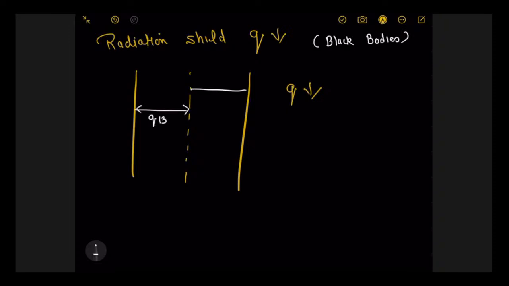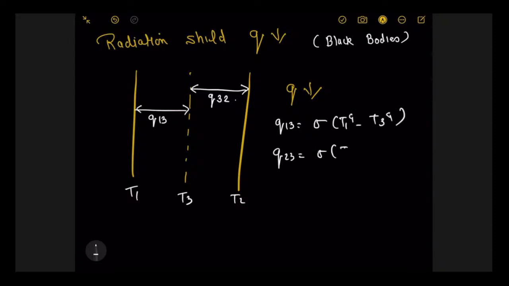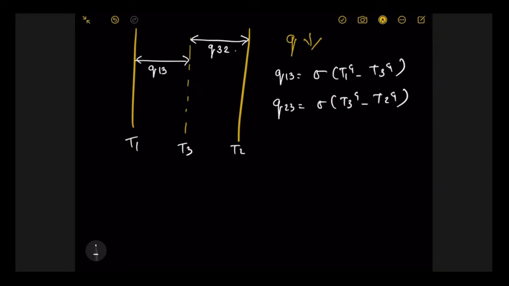Q13, it will be like this, Q32. So Q13, if we write, it will be sigma. We take temperatures T1, T2 and T3. So it is sigma (T1 to the power 4 minus T3 to the power 4). Q23 is equal to sigma (T3 to the power 4 minus T2 to the power 4). At steady state, you can just equate this. So sigma will cancel. From here, T3 to the power 4 is equal to (T1 to the power 4 plus T2 to the power 4) by 2.